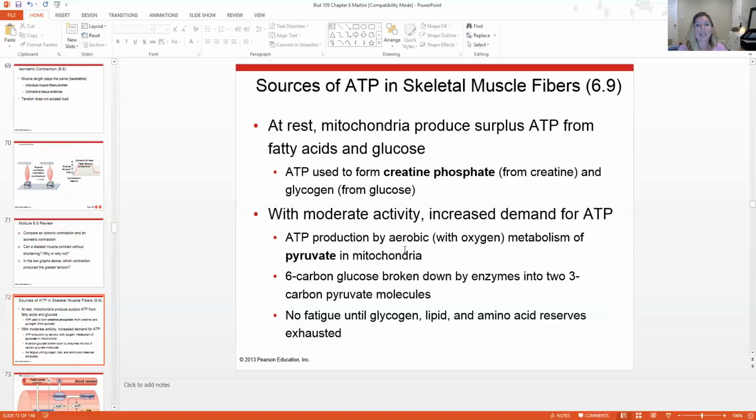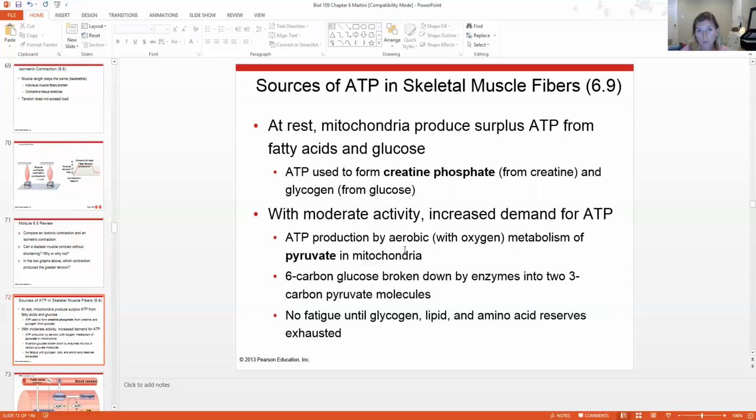Let's talk about how ATP comes about in muscle fibers. At rest, the mitochondria will produce lots and lots of ATP. The ATP comes mostly from fatty acid metabolism and glucose. Don't worry, we'll talk about metabolism later. ATP can also be used to create creatine phosphate.